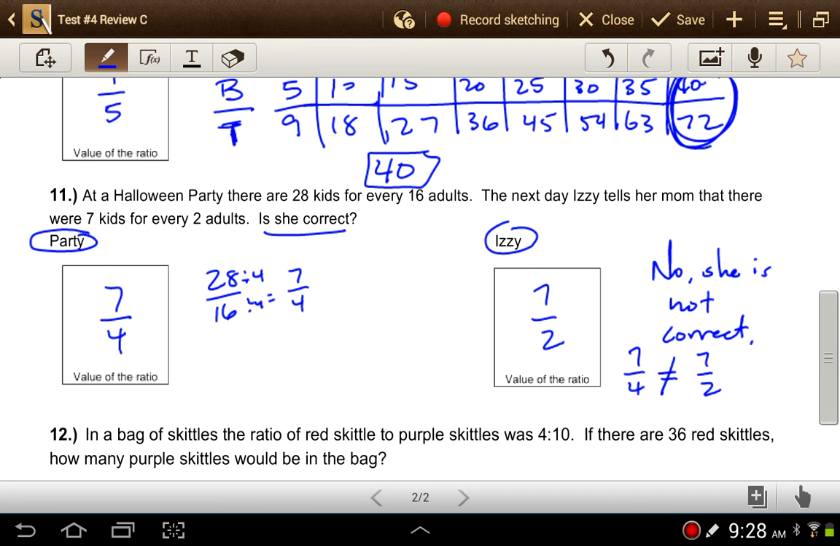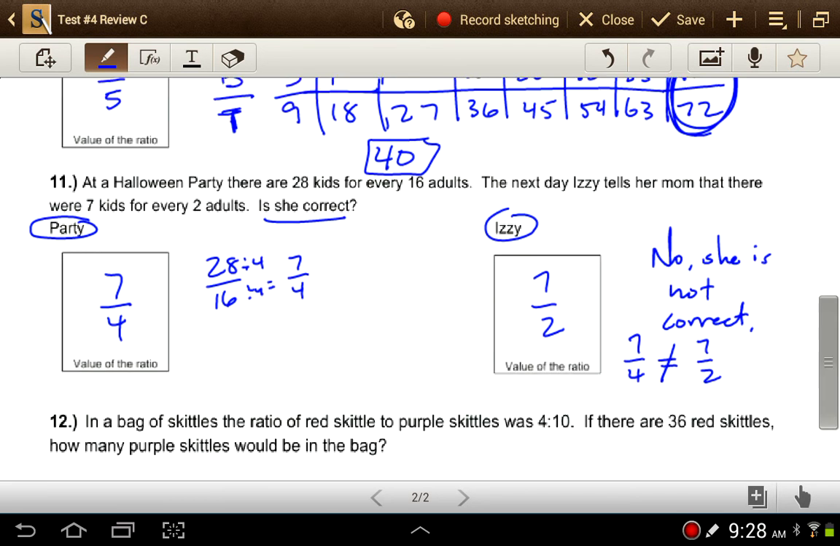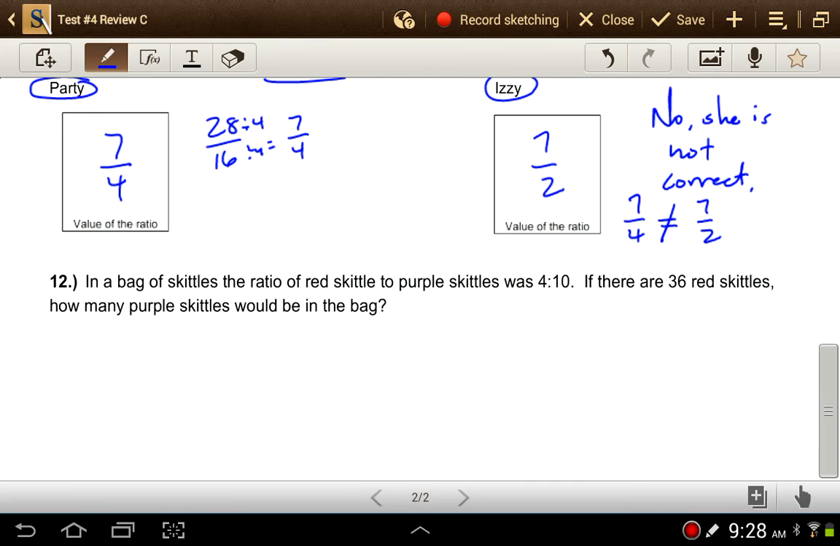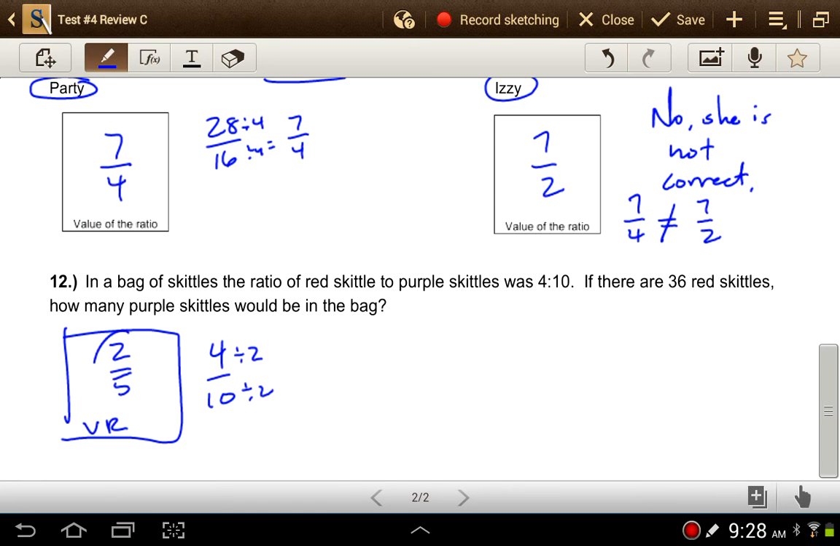Okay? And number 12, in the bag of Skittles, the value of the ratio disappeared here. In the bag of Skittles, the ratio of red Skittles to purple Skittles was 4 to 10. So that 4 to 10, I'm going to simplify, divide them both by 2, and that's going to give me 2 to 5. Okay. Now if there are 36 red Skittles, how many purple?